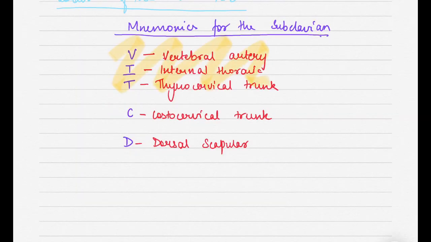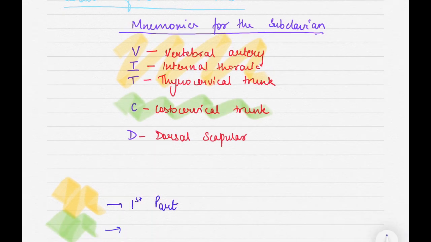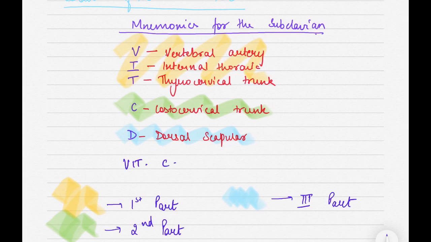Now this VIT, or the vitamin part, is from the first part, and the C, costocervical trunk, is from the second part, and the dorsal scapular is from the third part of the subclavian artery. So the mnemonic is Vitamin C D.